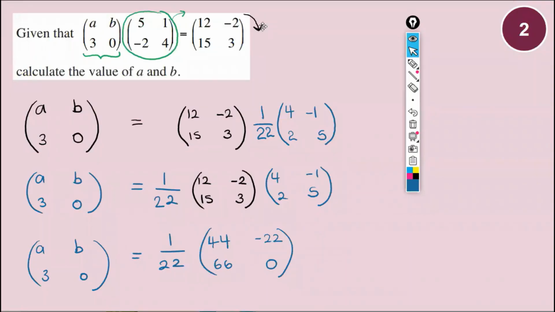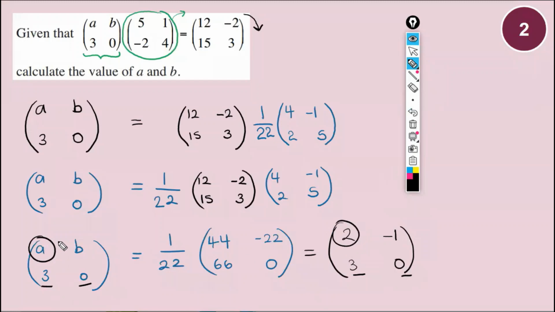So when we multiply out the two matrices, before we divide by the 22, these are the 4 answers we got. And if we divide every one inside there by 22, we're going to get, not 4, you're going to get 2, minus 1, 3 and 0. Obviously, the 3 and 0 match up. So that means A is equal to 2 and B is equal to minus 1. So that's your final answer: A is 2 and B is minus 1. And a lot of people had that way before me.